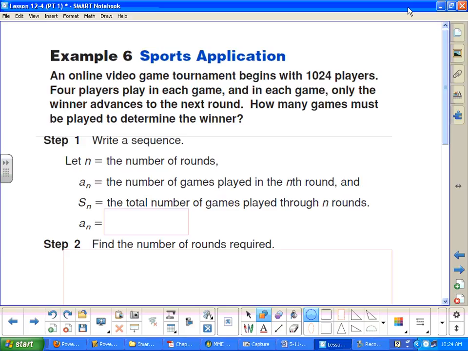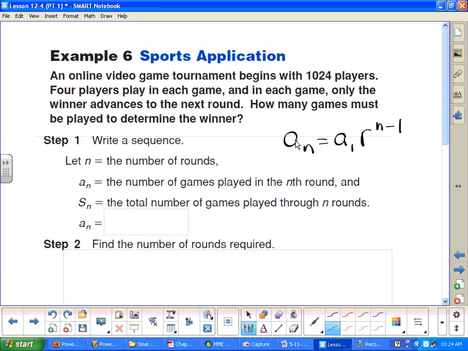Right. So we're going to let n be the number of rounds, a sub n be the number of games played in the nth round, and s sub n would be the total number of games played through n rounds. Okay? So we need to find an explicit formula for this. Right? So our explicit formula is a sub n equals a sub 1 times r raised to the power of n minus 1. So in this case, what is the value of a sub 1?